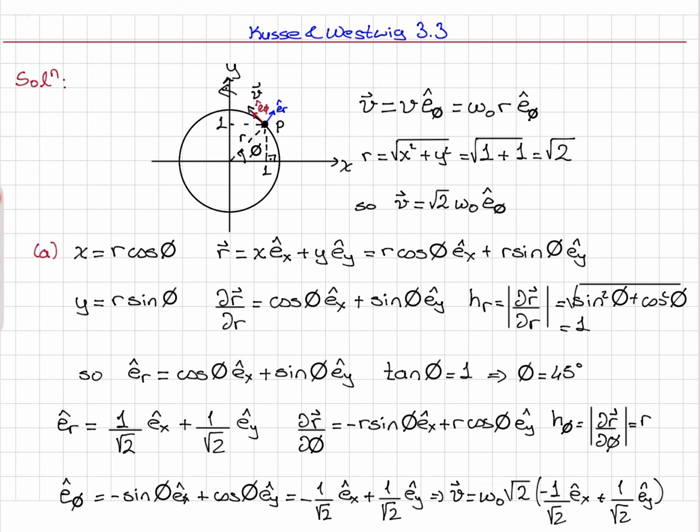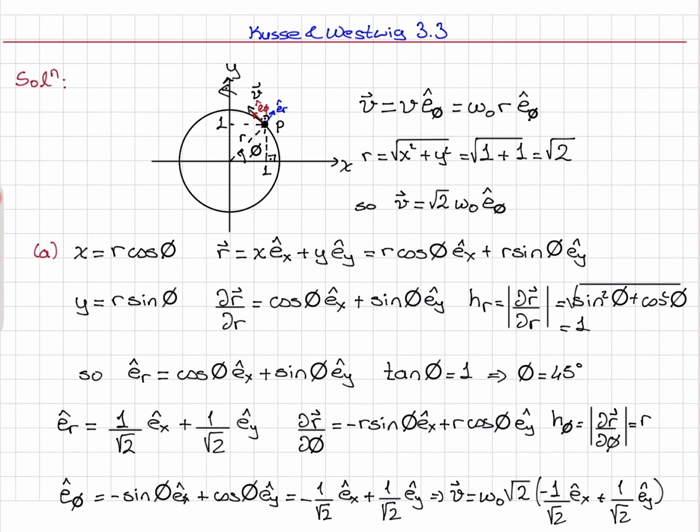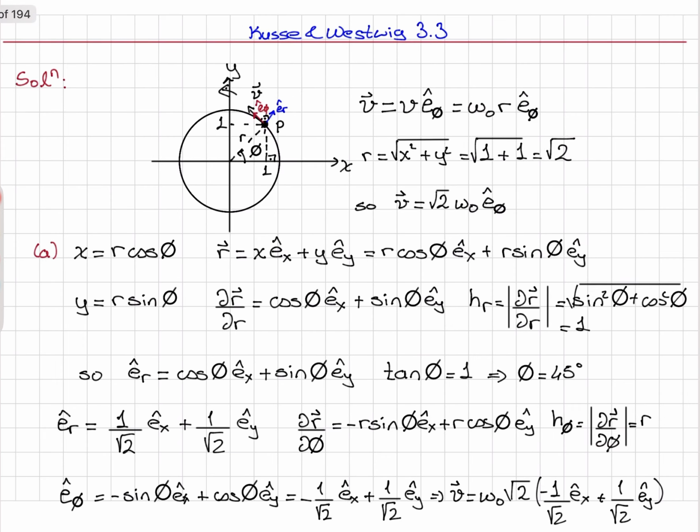And we have the relationship between the angular speed and the tangential speed, v is equal to omega 0 times r. r is the radial distance to the center of the rotating disk, and this is in e phi hat direction. So we have these unit vectors er hat and e phi hat, which are perpendicular to each other. And therefore, we can write this velocity vector as square root 2 omega 0 e phi hat, which is the answer to part B in polar coordinates.